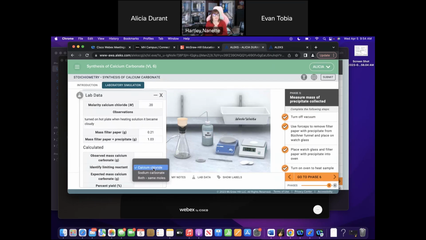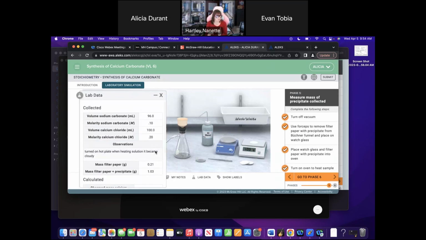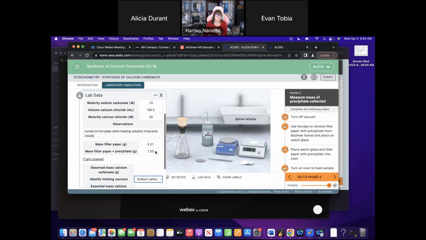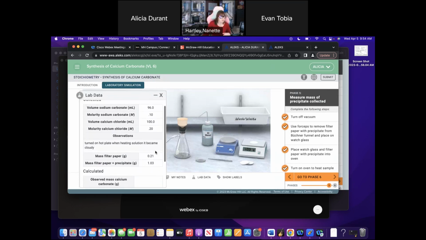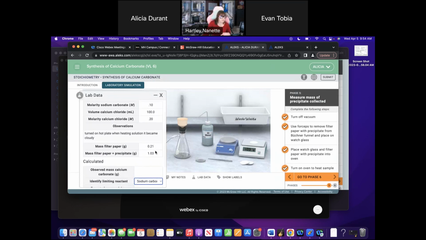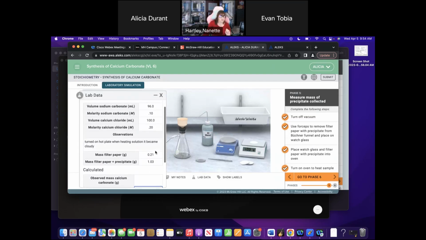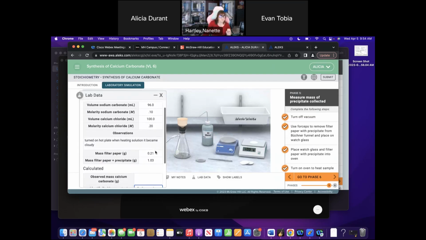The reason I say that is because they're both the same concentration. But if I multiply the volume times the concentration, that tells me how many moles I have. A smaller volume means a smaller number of moles. So since I have a smaller volume of sodium carbonate than I do of calcium chloride, that's my limiting reagent. Okay.